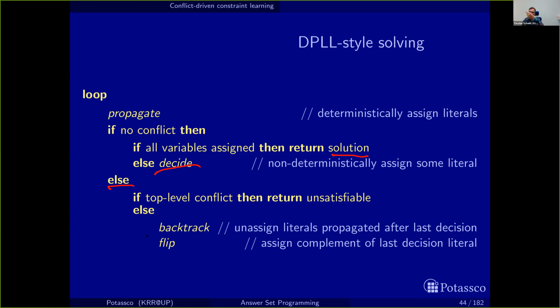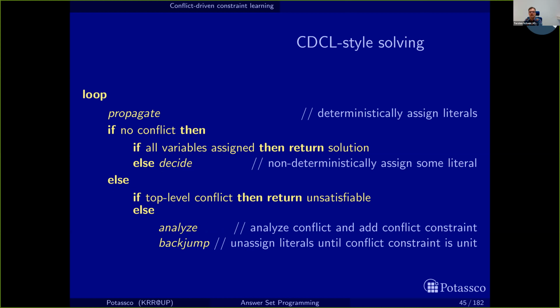If you've already been there, then you go to the next decision. That's what I think you all know as backtracking, right? You go one level up, you flip. That's what backtracking is. And now CDCL, where you do back jumping, can then just be explained like this. So you see, everything here stays exactly the same.